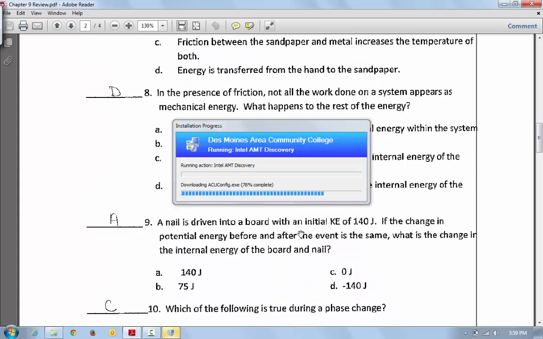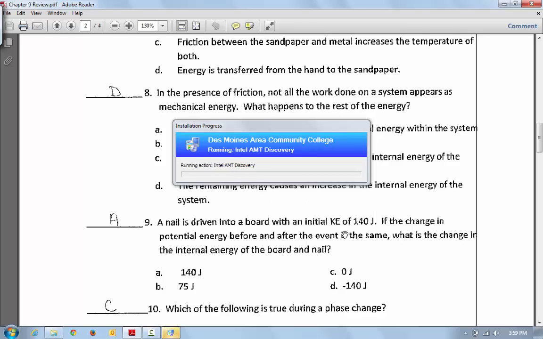A nail is driven into a board with an average kinetic energy of 140 joules. And if there is no potential energy change, then that means all of that is converted into internal energy. So if it's 140 joules of kinetic, that means it's going to be 140 joules of internal energy.